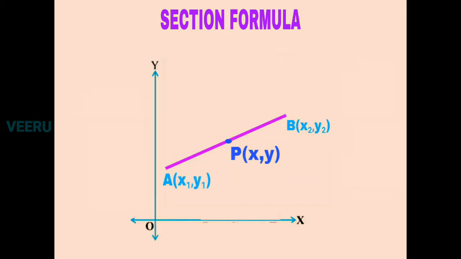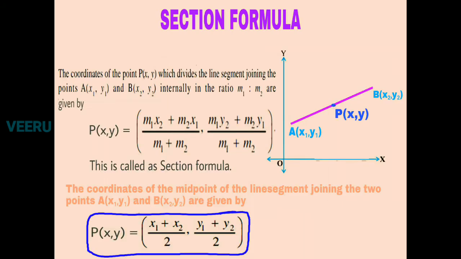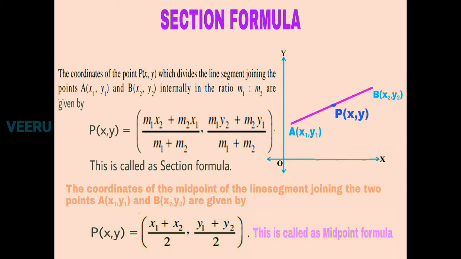If P (x, y) is the midpoint of the line segment joining the points A (x1, y1) and B (x2, y2), then its coordinates are given by P (x, y) is equal to ((x1 plus x2) by 2, (y1 plus y2) by 2). This is called as midpoint formula. This midpoint formula is obtained from the section formula by putting m1 is to m2 equal to 1 is to 1, because P is the midpoint of the line segment AB and divides it in the ratio 1 is to 1.